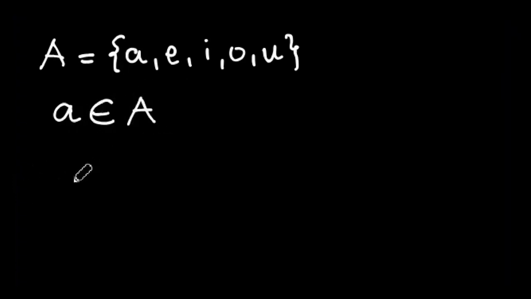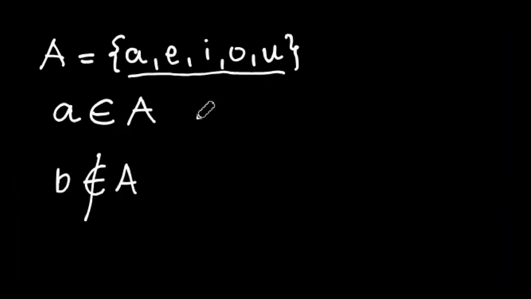Okay? So, what about this one? Is it true na yung B ay element ng set A? No, it's not. So, we could use this symbol. B is not an element of set A. Kasi, as you can see, wala naman kayo makikitang B diyan. So, that is an element and not an element of the set. Okay? So, let us continue.